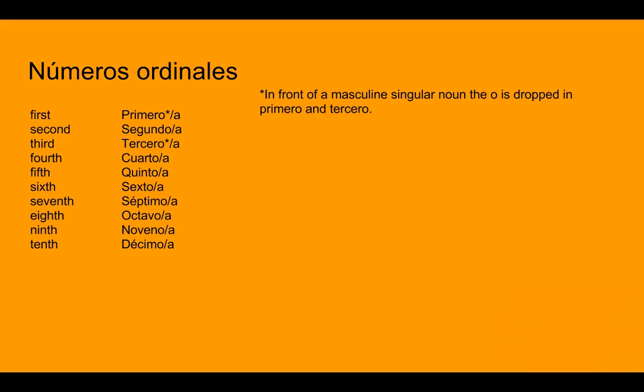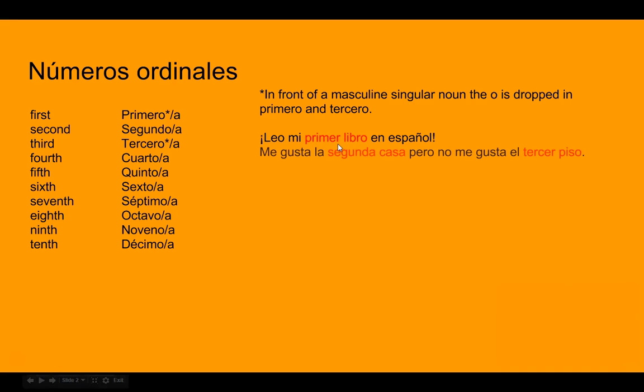So let's talk about first and third, primero and tercero. When you're using it in front of a masculine singular noun, we drop the O. So, if I read my first book in Spanish, you say, leo mi primer libro. Not primero libro, but primer libro. Notice that the word ends in an R, not an R-O.